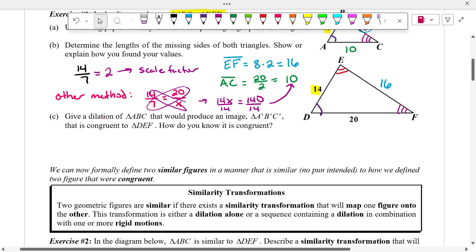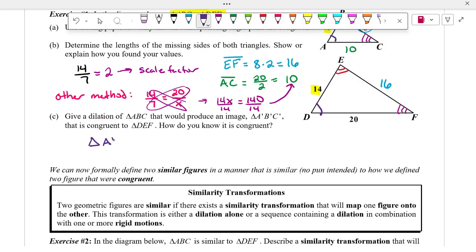Now, they want to say give a dilation of ABC that would produce an image of A prime, B prime, C prime that is congruent to DEF. So how do you know it's congruent? Well, we already know what the scale factor is. The scale factor is 2. So I can say that the triangle A prime, B prime, C prime is equal to twice the triangle of ABC because that's my scale factor.